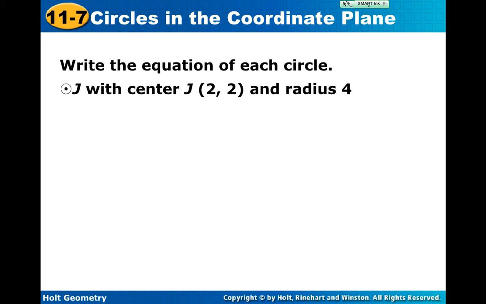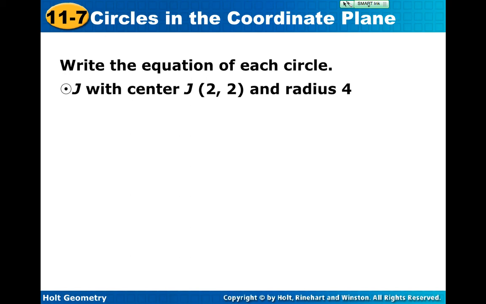Center is 2, 2, the radius is 4. You don't really solve it. I guess, I don't know what you were thinking. You can simplify like that, 4 squared, you can simplify.